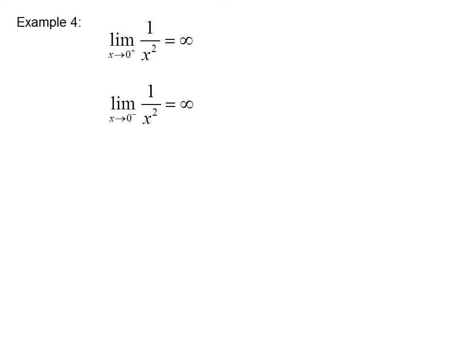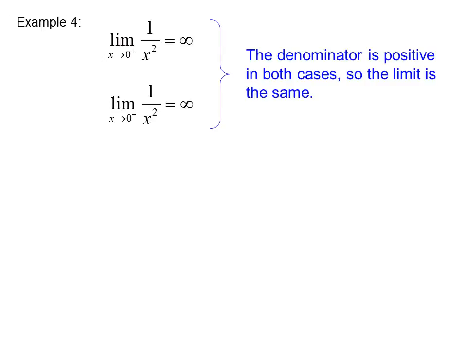Example 4. The limit as x goes to 0 from the right-hand side of 1 over x squared equals infinity, and the limit as x goes to 0 from the left-hand side of 1 over x squared equals infinity, because the negative signs would cancel out. The denominator is positive in both cases, so the limit is the same. Therefore, the limit as x goes to 0 of 1 over x squared equals infinity.